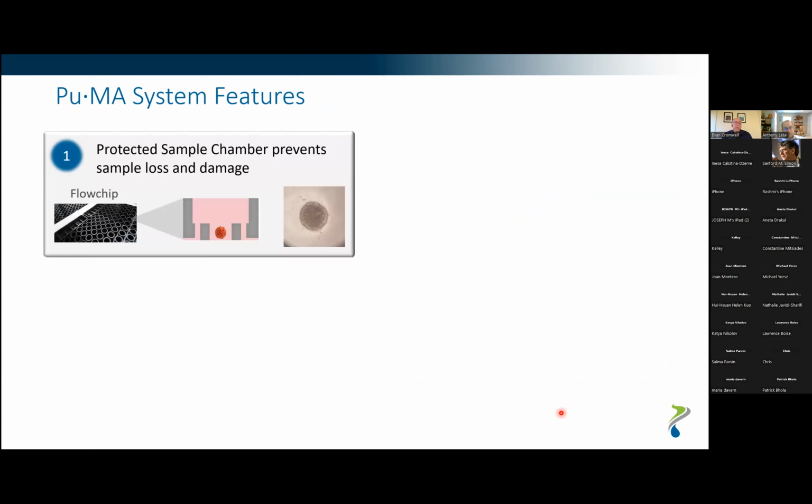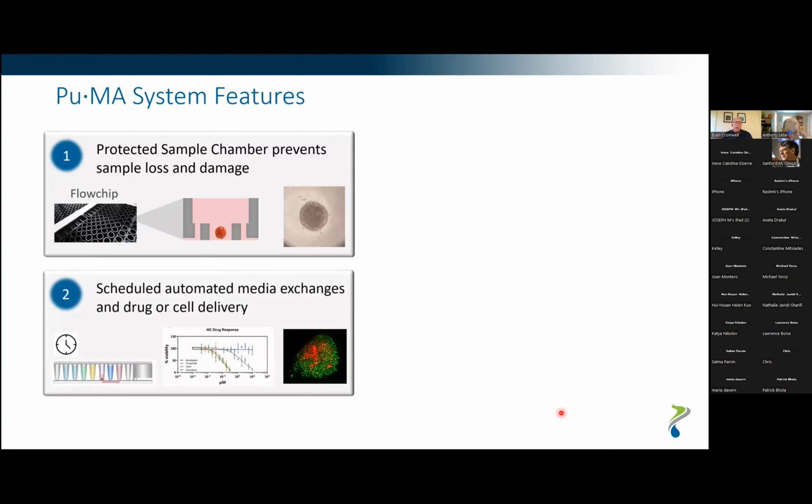So the features of the system we developed, our Puma system: we have a protected sample chamber. The organoids are loaded into our flow chips. They fall into the bottom of the well in this little chamber. I'll show you some details of that in the next slide. You do automated media exchanges through the microfluidic devices. This allows you to set this up, whether you want to do changes every several hours, or 24 hours, or 48 hours, allowing you to schedule that.